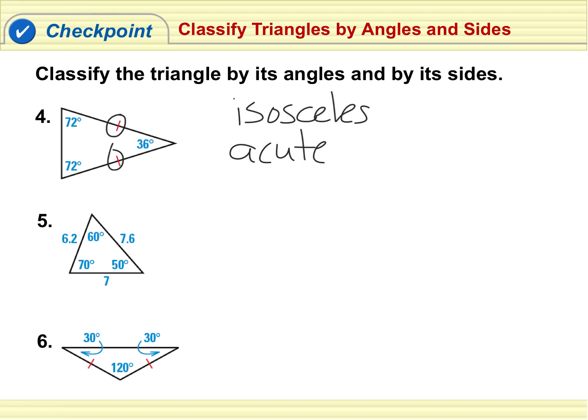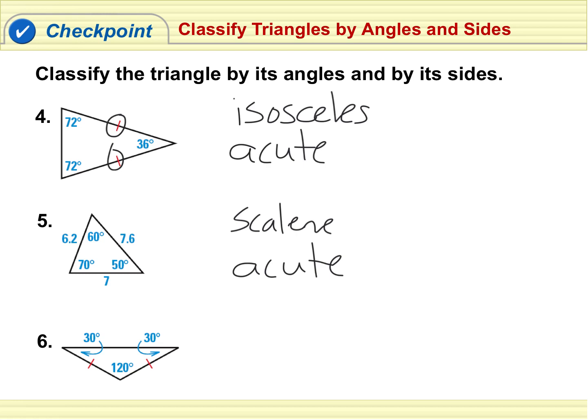Well, 2 of them are the same. Right. But is there an isosceles angle theorem? No. So it would just be acute. If they were all the same, without the sides, what kind of triangle would it be? Equiangular. Okay, 5. What's the side relationship? Scalene, none of them are the same. What's the angle relationship? Acute. Acute again. Yep.